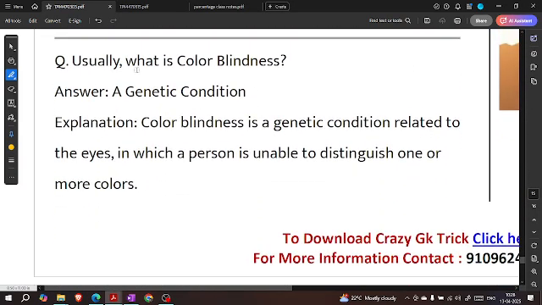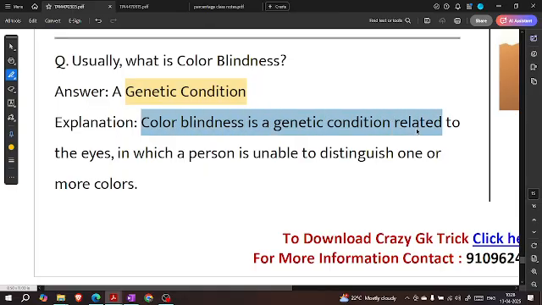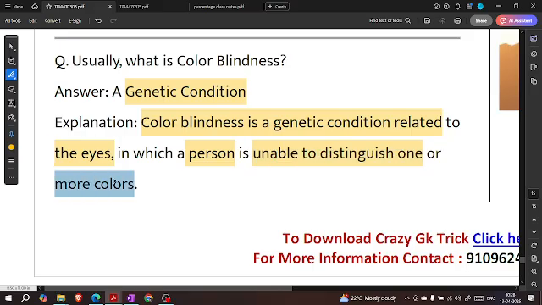Usually, what is color blindness? A genetic condition. Color blindness is a genetic condition related to the eyes in which a person is unable to distinguish one or more colors.